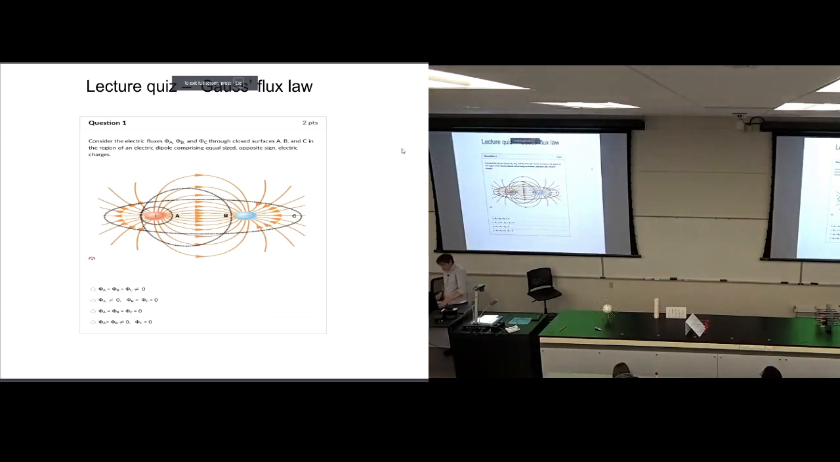This is also an arrangement of charge. This time it's a positive and a negative. It also has three surfaces, and the question is to compare the fluxes through these three surfaces that I labeled A, B, and C. So it's rather similar but not the same as the last question. It's based on Gauss's flux law and the charge inside a closed surface, like the last example.